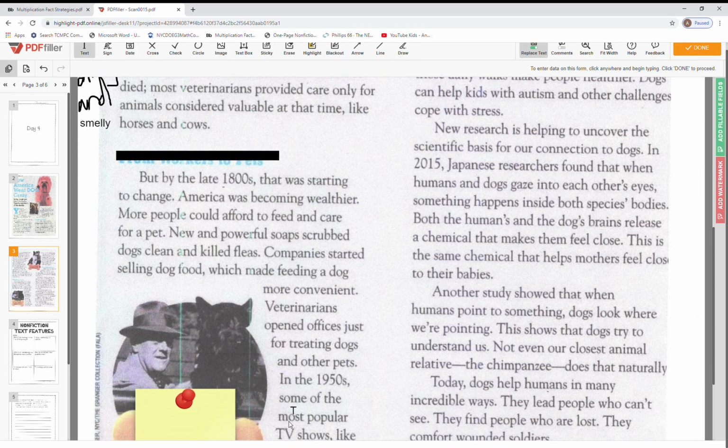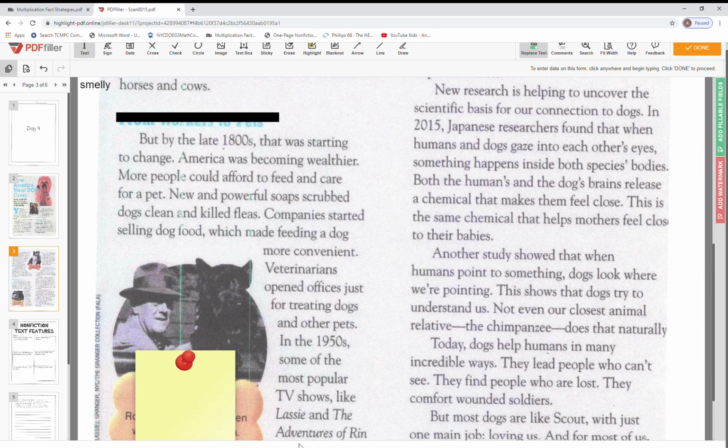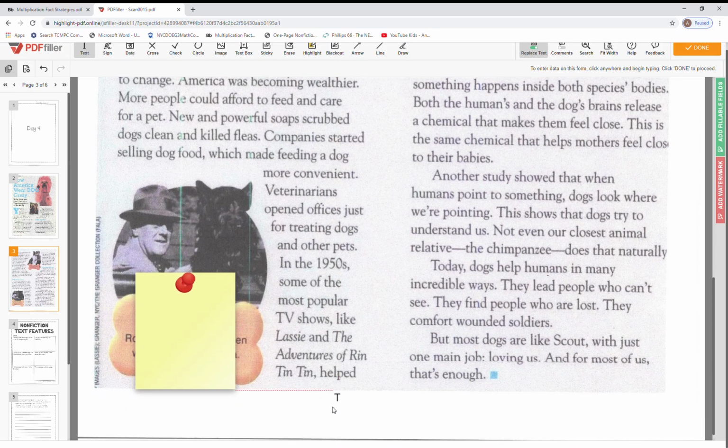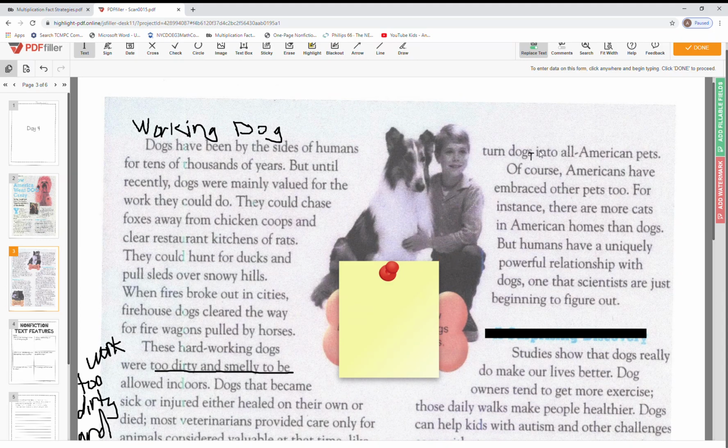In the 1950s, some of the most popular TV shows like Lassie and The Adventures of Rin Tin Tin helped turn dogs into all-American pets. Of course, Americans have embraced other pets too. For instance, there are more cats in American homes than dogs. But humans have a uniquely powerful relationship with dogs that scientists are just beginning to figure out.